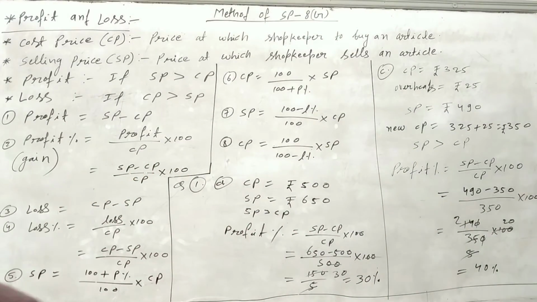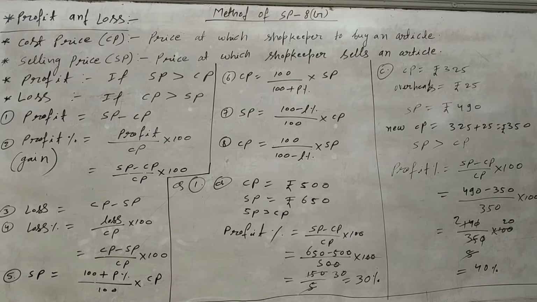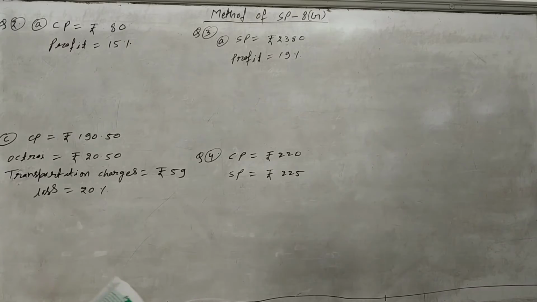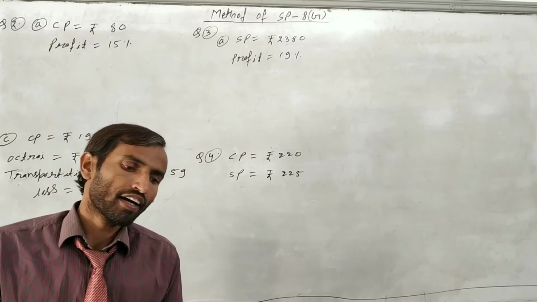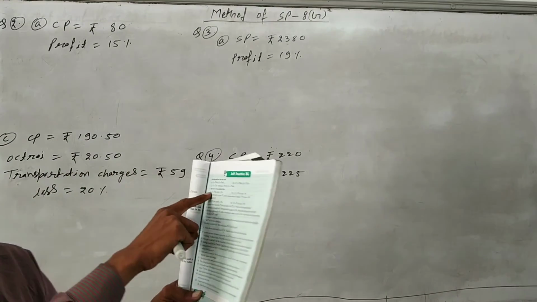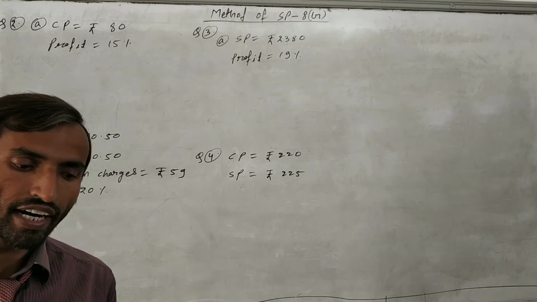Final answer. Now we will do the next question, question number 2. All of you read question number 2, what is given in it and what we have to find. Now we have to do question number 2. See here in question number 2, find SP of an article. In part A, CP is given, profit percent is given. We have to find SP.